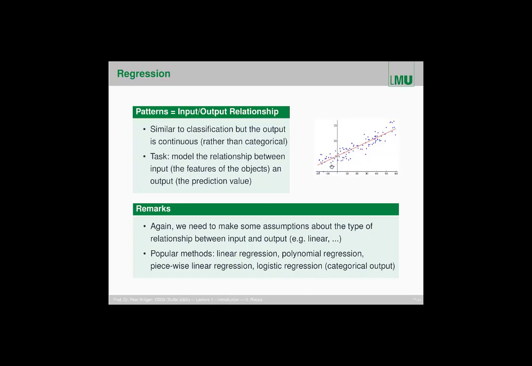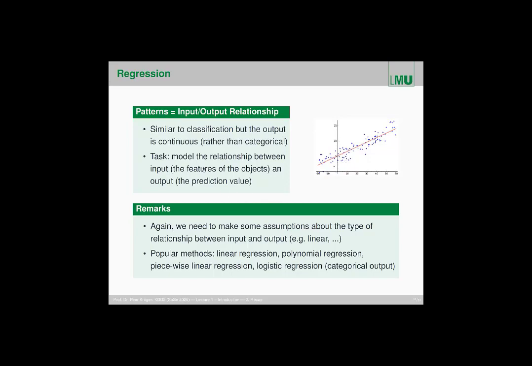So you see here, for example, the x-axis is the input, so the actual observations, and you want to predict the value on the y-axis, which is the output. That's why regression is also called an input-output problem. The patterns are the input-output relationship. In this case, it's a linear relationship, which is the most simple model again. But in general, we want to model this relationship between the inputs, here the x-axis, and the outputs, which is the value we want to predict.